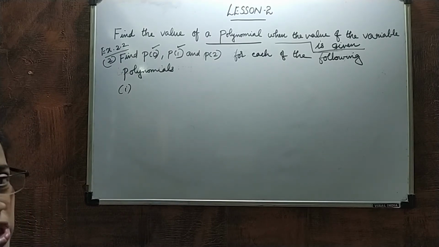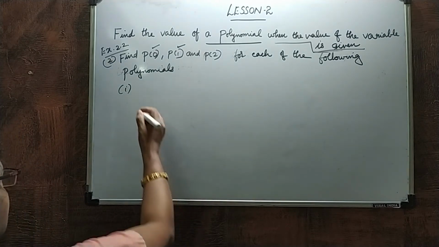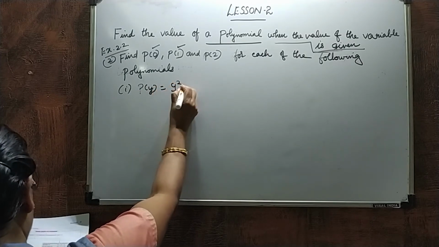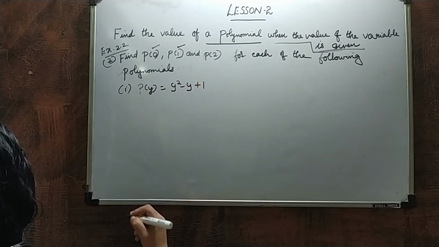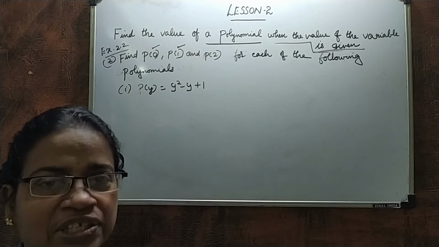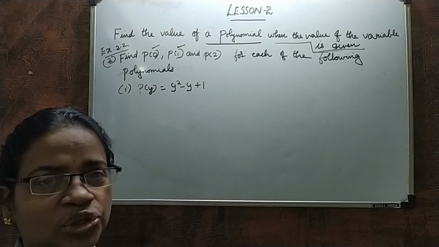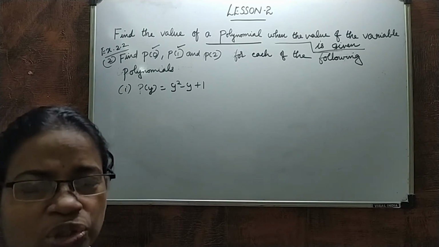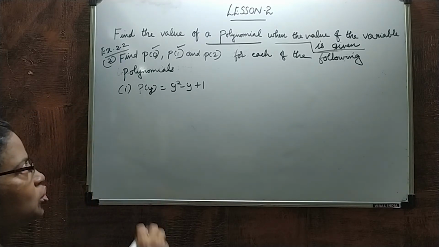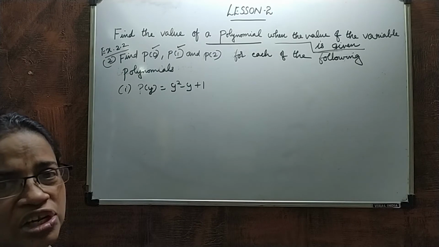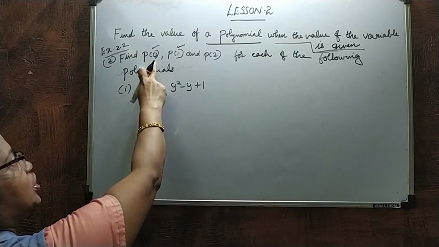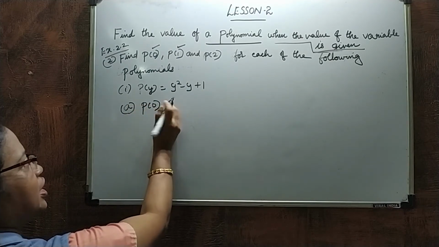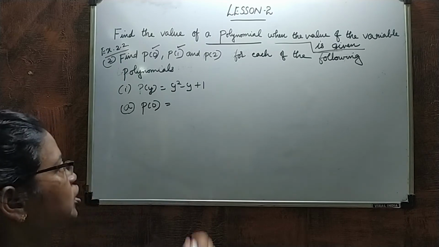Clear? Okay. The question is, P of y equals y square minus y plus 1. Here, they told there is no need to say x is equal to something. If I am giving P of 0, P of 1 and P of 2, what are you going to do? The same way. First, take the polynomial P of y equals y square minus y plus 1. And the first thing, P of 0: instead of y, you have to substitute 0 there.